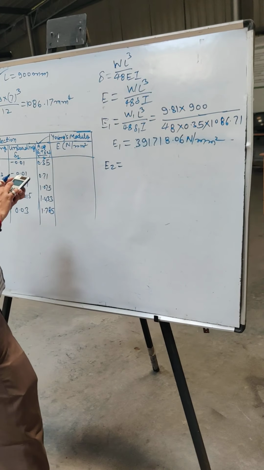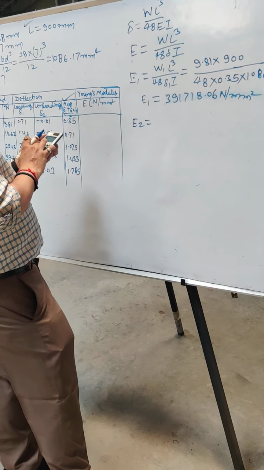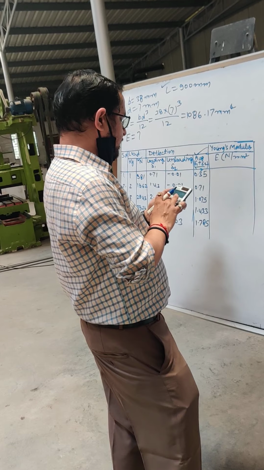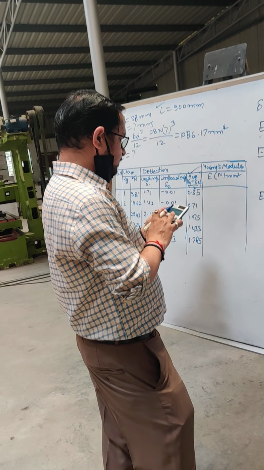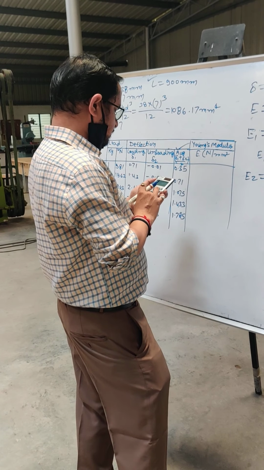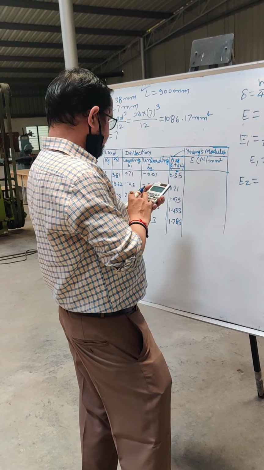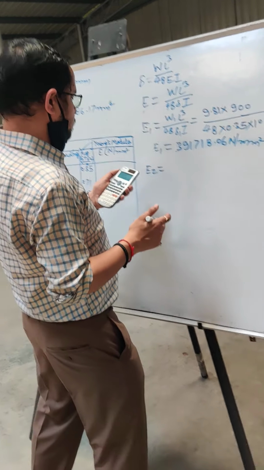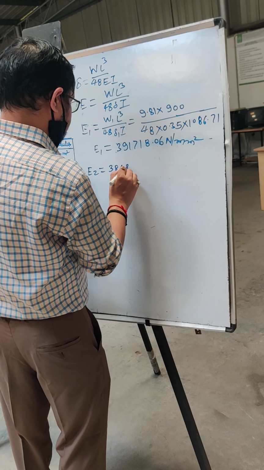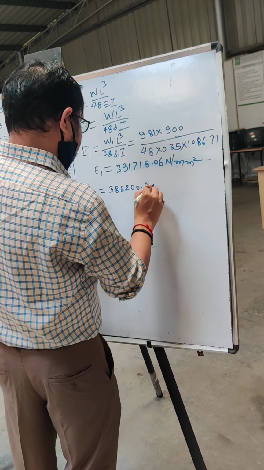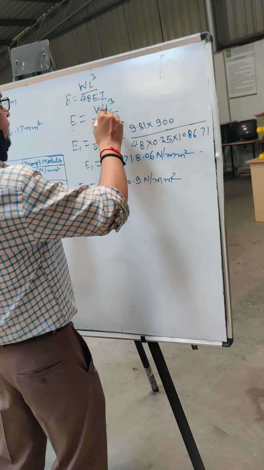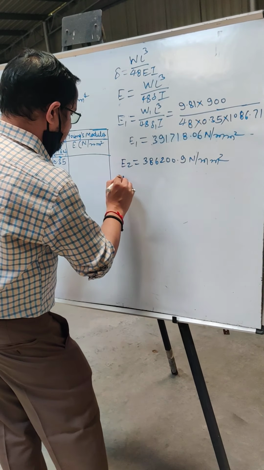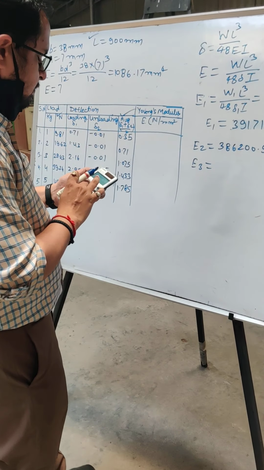Next, we have to calculate the E2 value. Same formula, we change the values. Del 2 is 0.71 and W2 is 19.62. That is 386,200.9. Just change the values of del and W. For E2, E3, you have to change the values.